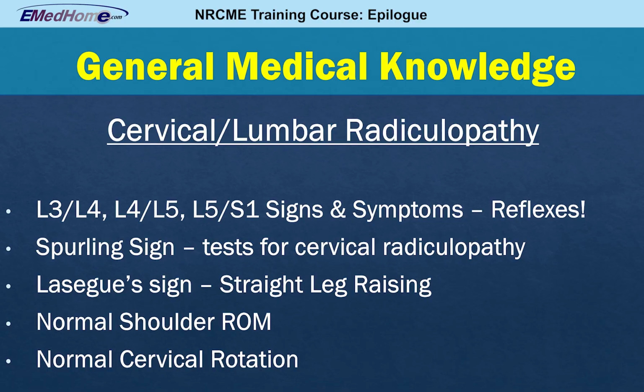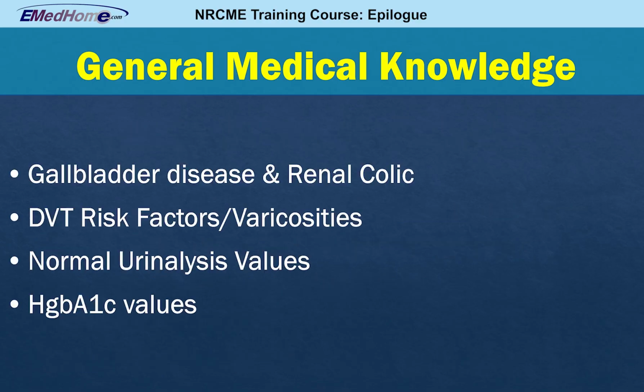There are often questions asking about the normal range of motion of the shoulder and cervical rotation. Cervical rotation of 80 to 90 degrees is normal, and down to 45 degrees is generally considered adequate for commercial motor vehicle drivers. 30 degrees, for example, would not be acceptable for certification.